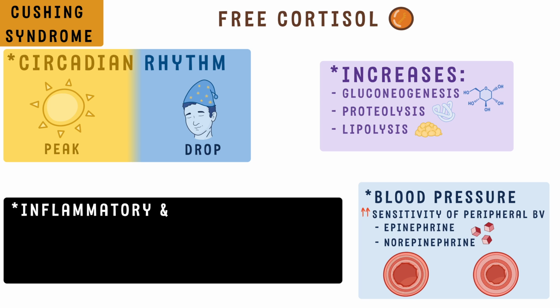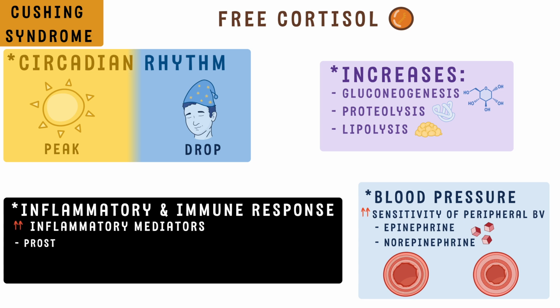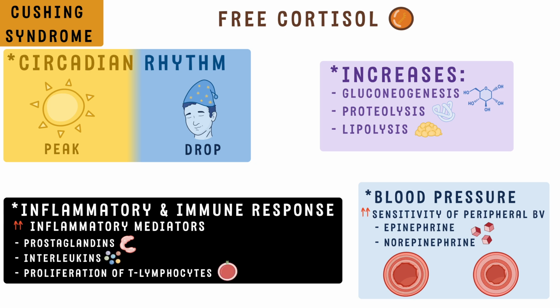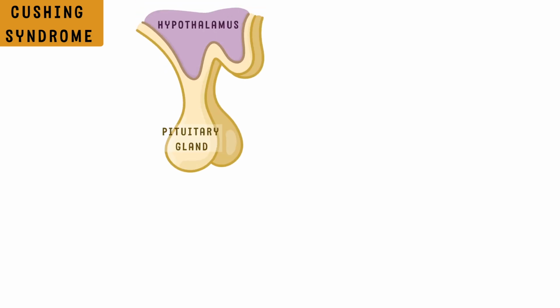Cortisol helps to dampen the inflammatory and immune response by reducing the production and release of inflammatory mediators like prostaglandins and interleukins, as well as inhibiting the proliferation of T lymphocytes. For all this to work properly, the levels of free cortisol have to stay within the normal range.